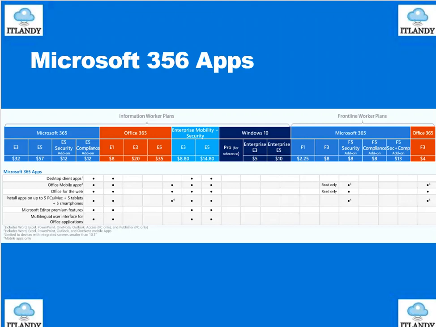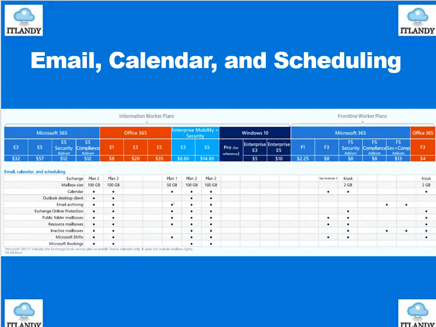I'm just going to move on now to something else, which is email, calendar, and scheduling. What do we get with these licenses? Again, similar to the previous one, the first column will match the E3, the second column E5, and the fourth and fifth the E5 security option and compliance option, just to make sure you are in line with what I'm referring to.